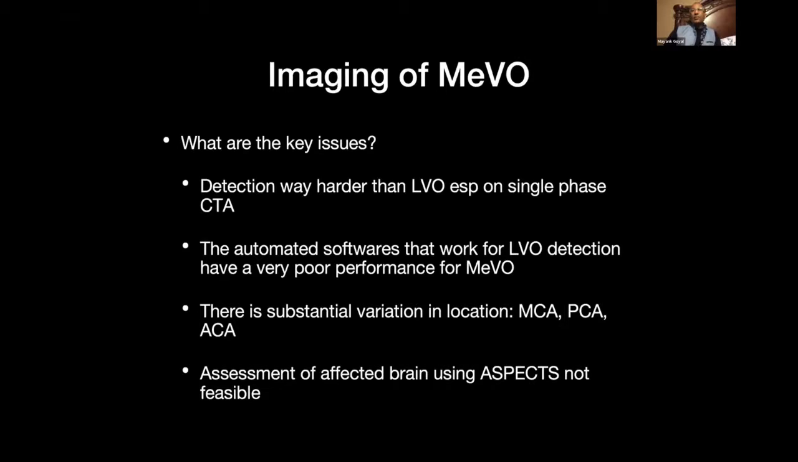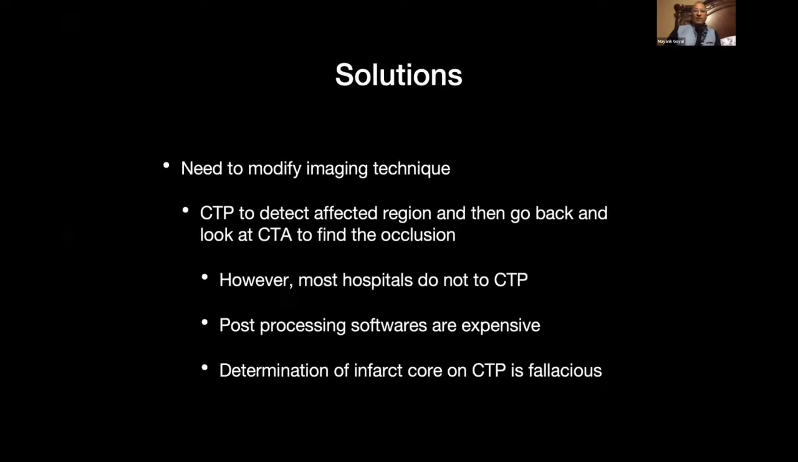In terms of imaging, one important part to realize is that interpretation of MeVO on CTA is much, much tougher than it is for LVO. Most of the automated LVO detection softwares that exist right now have a very poor performance with MeVO. Not to mention the inherent variation of location compared to an LVO stroke, where pretty much it's M1. Here it could be in the ACA, it could be in the PCA. The traditional ASPECTS score, which, as you know, came out of Calgary, is not very applicable in MeVO. If you have an ACA stroke, with ASPECTS you cannot communicate with each other, which means we have to keep that in mind. So we need to think about modifying the imaging technique.